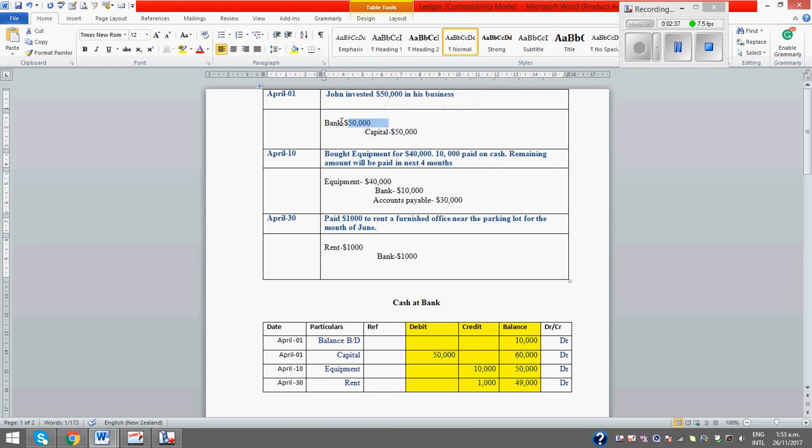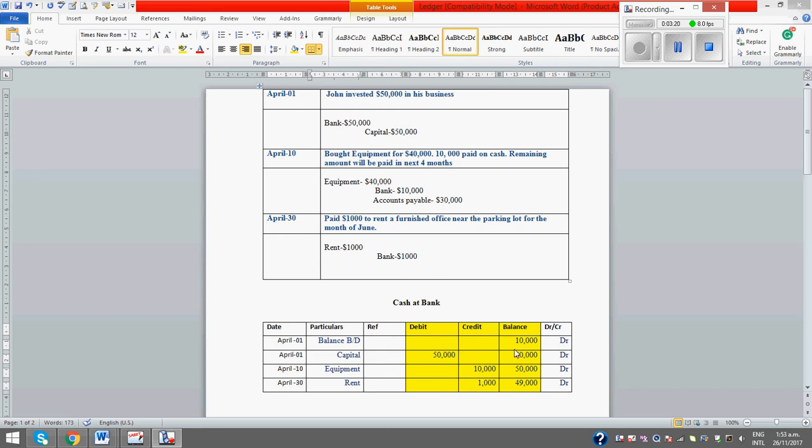So if your bank is debit, you need to write that $50,000 on debit. That means you need to write $50,000 on the debit side, but under the opposite account. The name of your opposite account is capital. Opposite means if bank is debit, the opposite of bank account is the credit one, which is capital here. So you write capital here. It means your bank account has been increased by $50,000 by the capital account as owner invests.